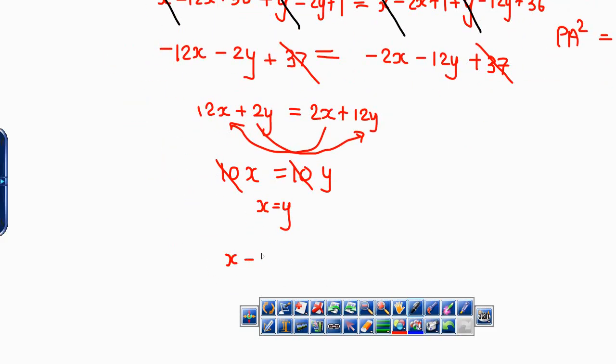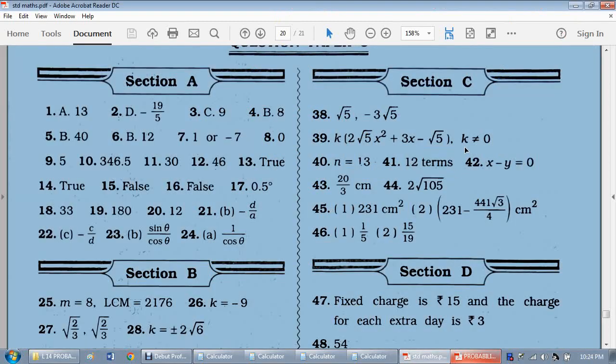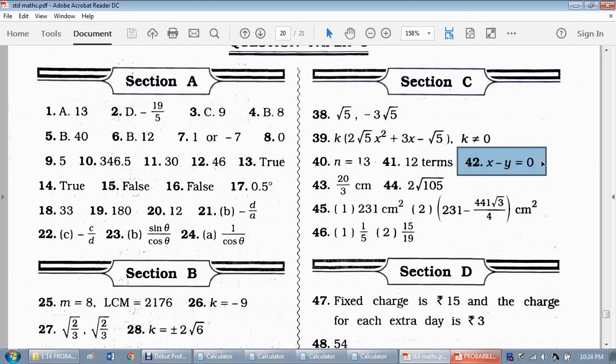The relationship between x and y is an equation. So whenever they ask for a relationship, the answer is in the form of an equation. Here is the equation, x - y is equal to 0.